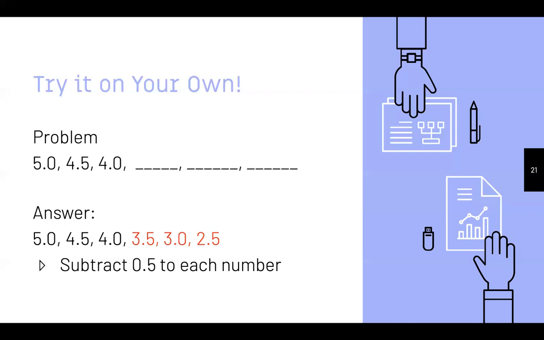Carry the 3 down, carry the decimal point down, that's 3.5. To keep going, 3.5 minus 0.5 is 3.0. Then 3.0 minus 0.5: 3 becomes a 2, 0 becomes a 10, 10 minus 5 is 5. Carry down the 2, carry down the decimal point, that becomes 2.5. So those are the next three terms. That whole sequence is 5.4, 4, 3.4, 3, 2.5.